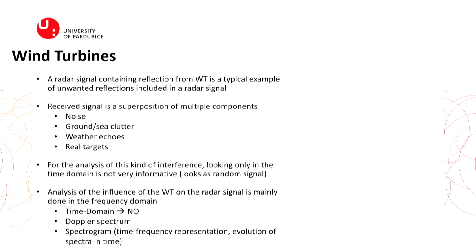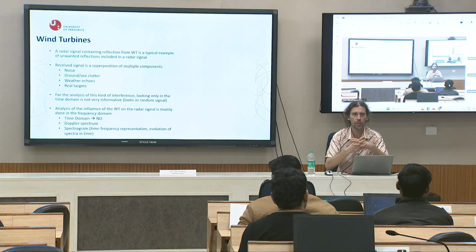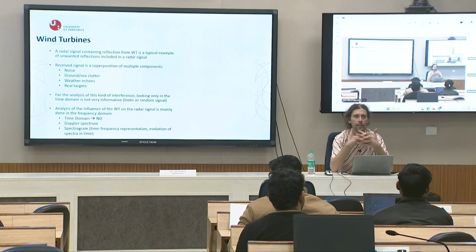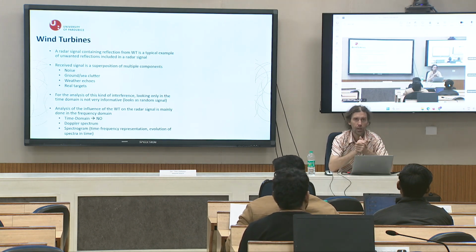So, when you analyze the influence of wind turbines, you can imagine that you get reflected signals. How do you think these signals look in the time domain? Like random signals, because it is a summation of all reflections together and you get one time signal. Okay, complex signals with amplitude, phase and so on, but it looks random.